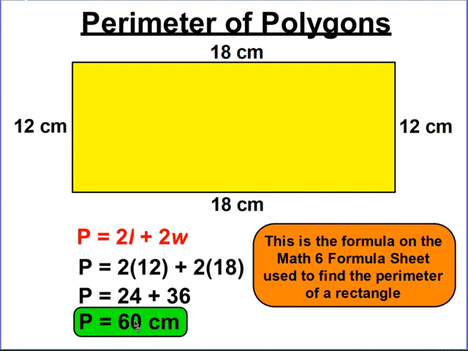Notice with perimeter, whatever the label is on the picture, that's the same label you have to write in your answer. So if it's centimeters here, it's centimeters in the answer.